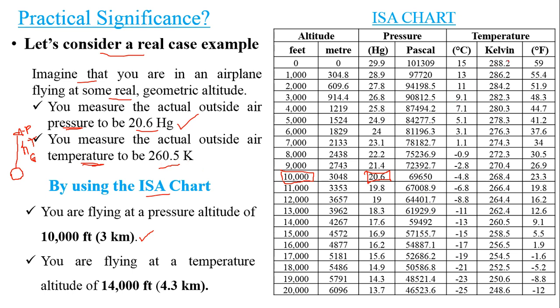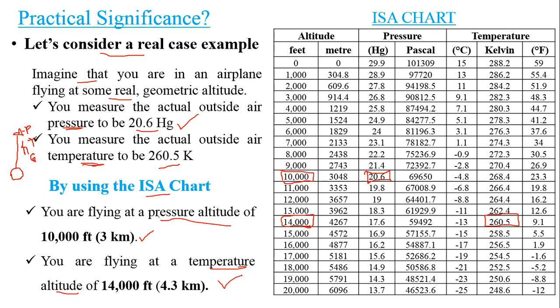So we need to find the particular temperature in this particular scale. 260.5 ranges over here. If we refer to the parallel altitude range, we can see that we are flying at 14,000 feet. So based on the pressure altitude, the altitude is 10,000 feet, and based on temperature altitude, the altitude is 14,000 feet.